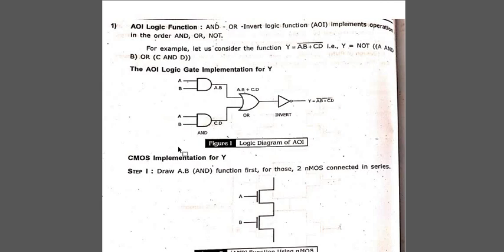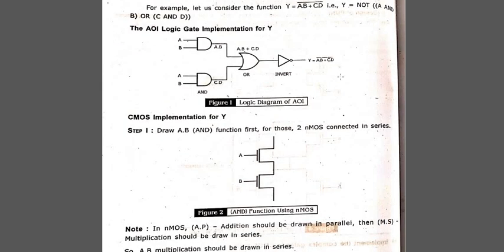Now you design this in CMOS implementation. First I am doing A into B. The A and B part we are doing first. Draw the A and B AND function first. For those two inputs, we are using two NMOS transistors which are connected in series, right?